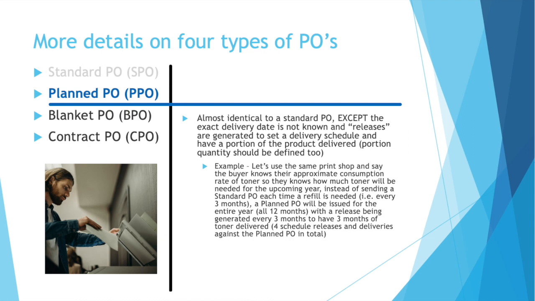So instead of sending a standard PO every couple of months to buy the toner, they can use a PPO, a planned purchase order, to get a bulk discount, but only have portions of the total quantity delivered at certain times. A release every few months will guarantee that they have the toner they need, but still give them the bulk discount, the high quantity discount.